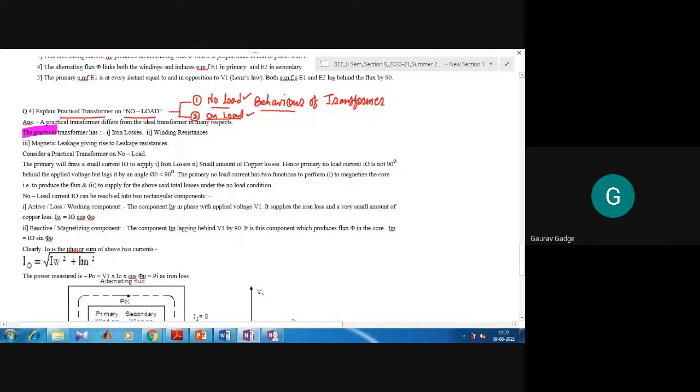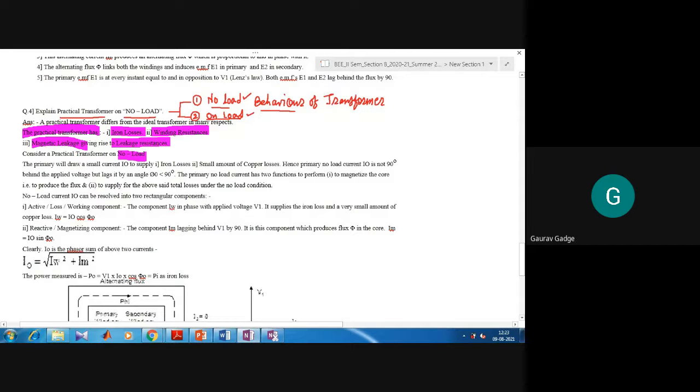A practical transformer has iron losses, winding resistance, and magnetic leakage, and that gives you leakage reactance. So in short, we have the iron losses and the copper losses. Okay, so consider a practical transformer on no load.